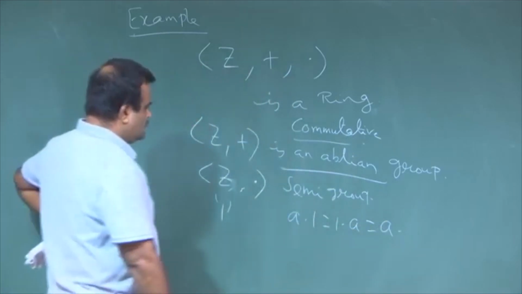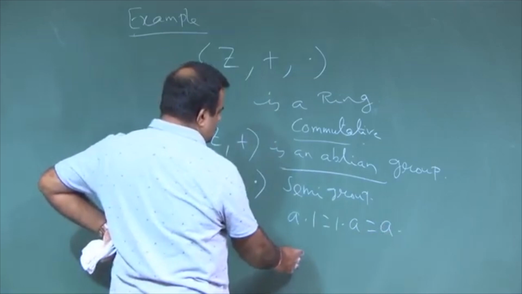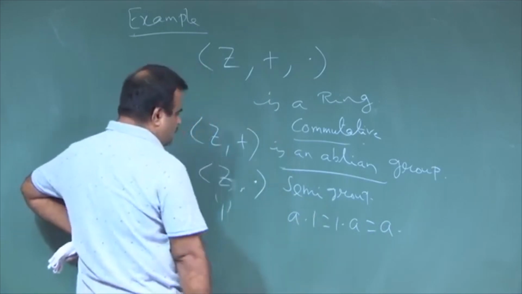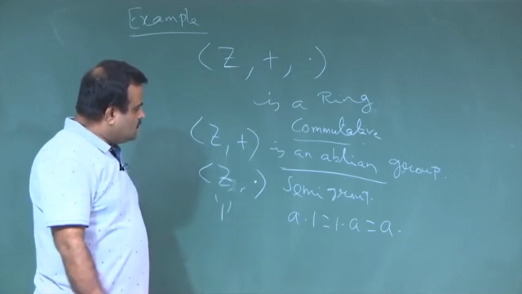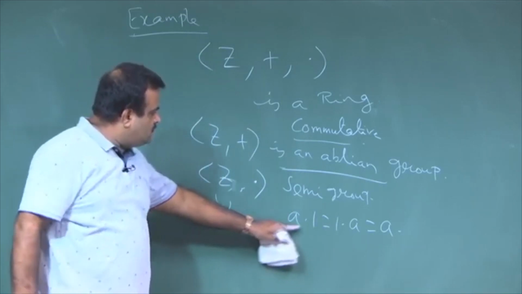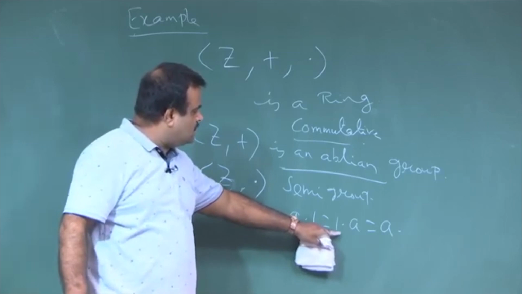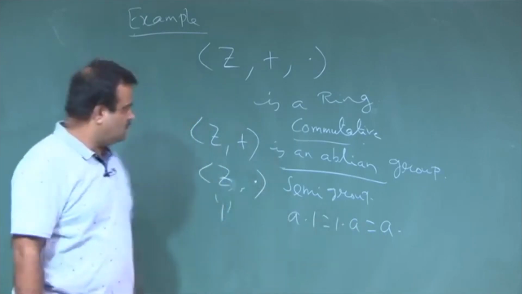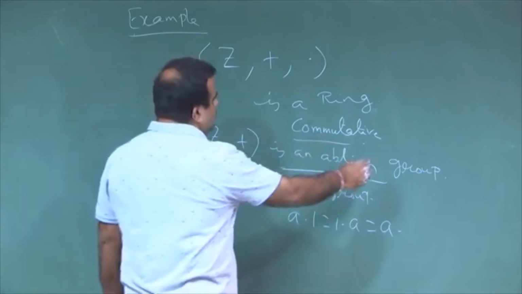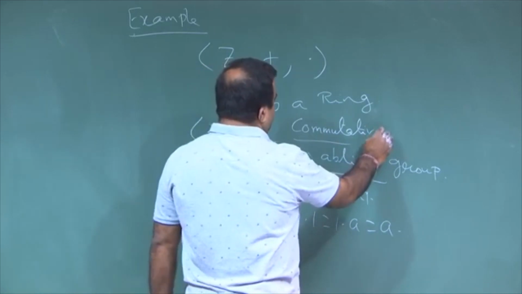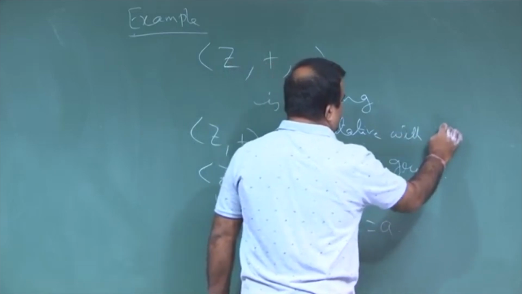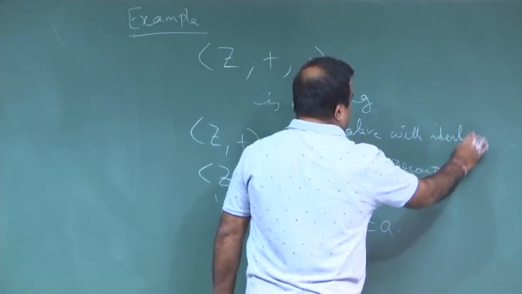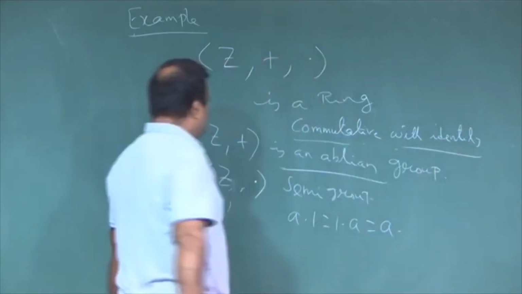So, if we take 0 also, I was wondering about 0, if a is 0. 0 also it is fine, because 0 into 1 is equal to 1 into 0 is equal to 0. So, that is also okay. So, this is a commutative ring with identity, the existence of identity, that is fine.